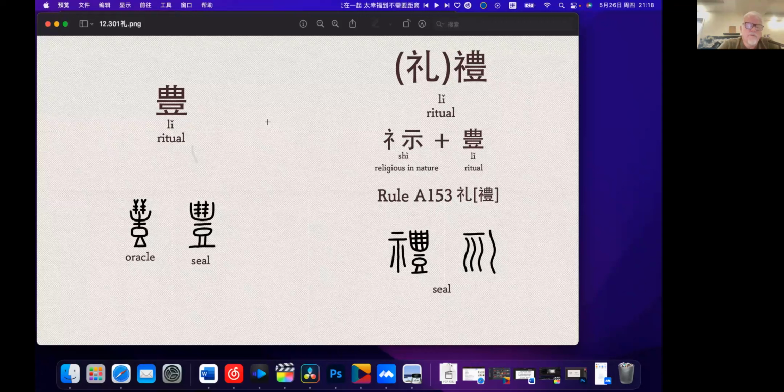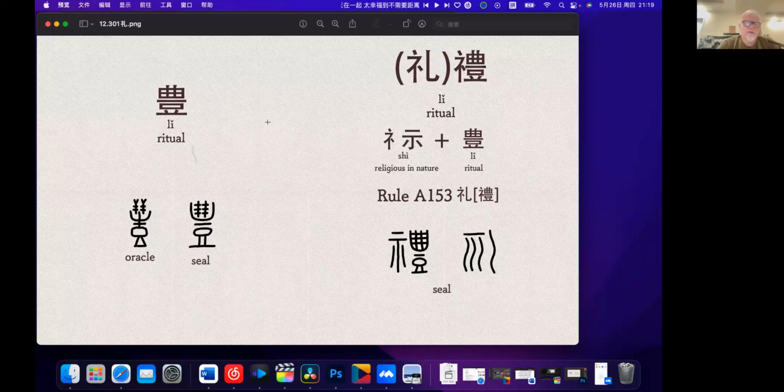So li means ritual, and you can see that it's from a drum. Nobody questions that. But on the top, we have a couple of things that are debatable. Most people, the Shuowen says that they are strings of jade, which were brought as an offering. The ritual would probably be a harvest ritual, maybe. So a lot of people say that that's a string of jade as an offering.